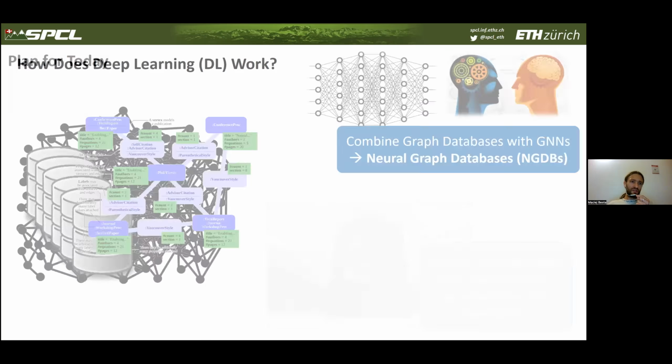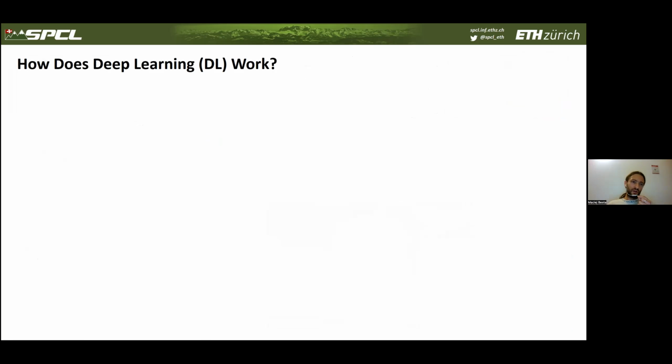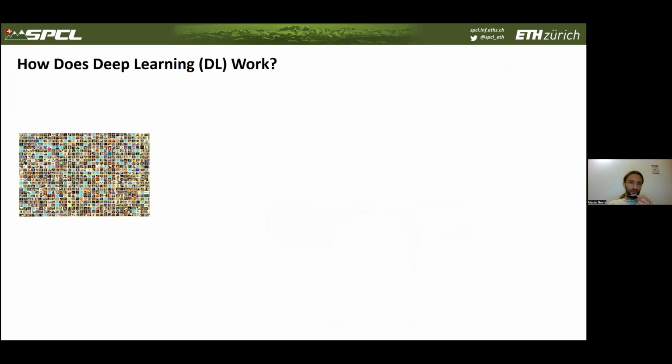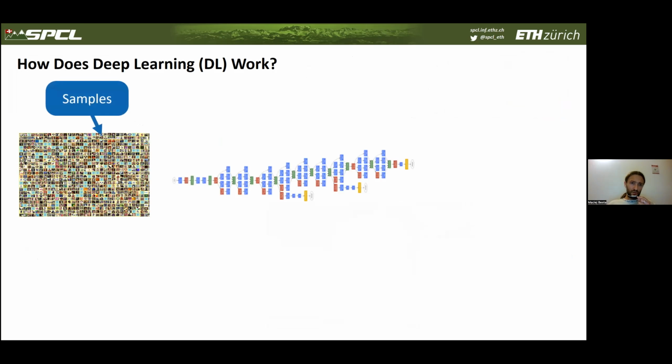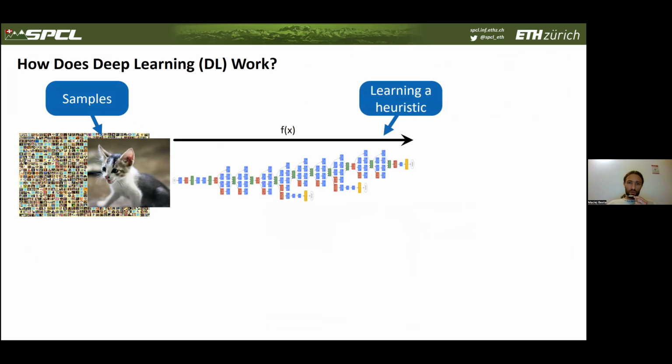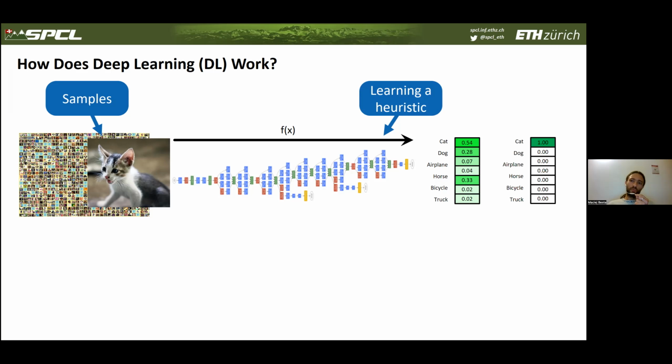So in general, let's take a very brief look at how deep learning works in general. So we have some input samples, and we are using these samples, for example, the picture of a cat, to train our neural network. Right? So we are using the sample to evaluate its value on this neural network. We are obtaining some output values, some predictions. We are comparing them to the ground truth. We are backpropagating. In the process, we are updating the weights. And we are, as a matter of fact, learning some heuristic, right, to give us these predictions.